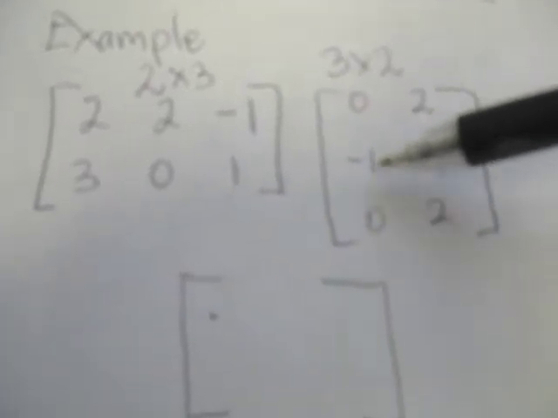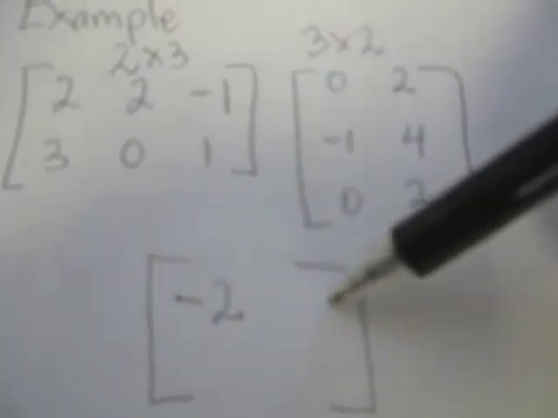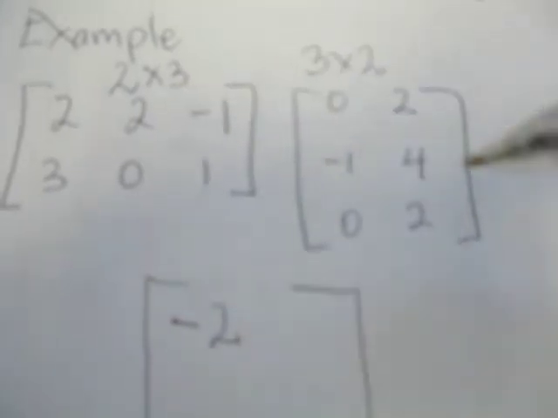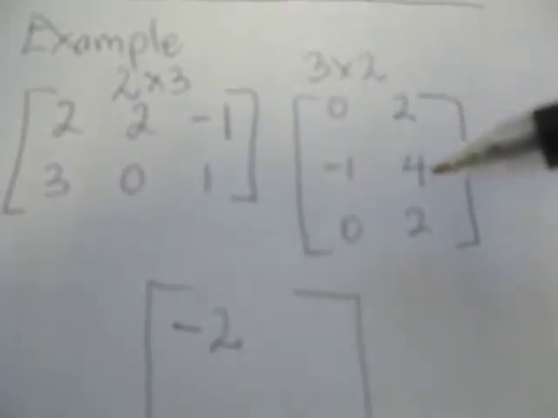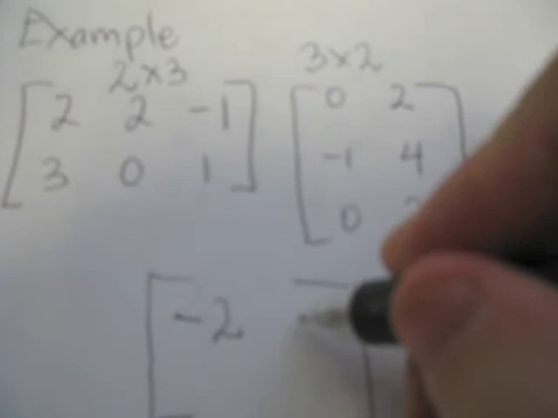So we go 2 by 0 is 0. 2 by -1 is -2. And -1 by 0 is 0. So my result is -2. Okay? Right, if I want to do this position here, it's going to be the first row by the second column, so it's 2 by 2 is 4, plus 2 by 4 is 8, so 4 and 8 is 12, plus -1 by 2 is -2, so 12 plus -2 is 10.